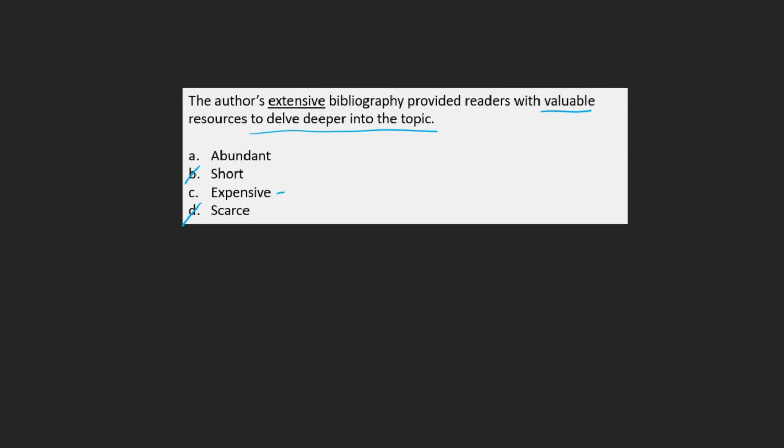Be careful with the clue expensive, which sounds like expansive, meaning having a wide range, and which could be an appropriate answer to the question. It's important to take careful note of the spelling of each word and not to confuse them with another. As it is, expensive can be marked off, as it doesn't match our definition. We are left with abundant, which matches the meaning that we found, that the bibliography is valuable and helps them delve deeper. Therefore, A, abundant, can be marked as our final answer.